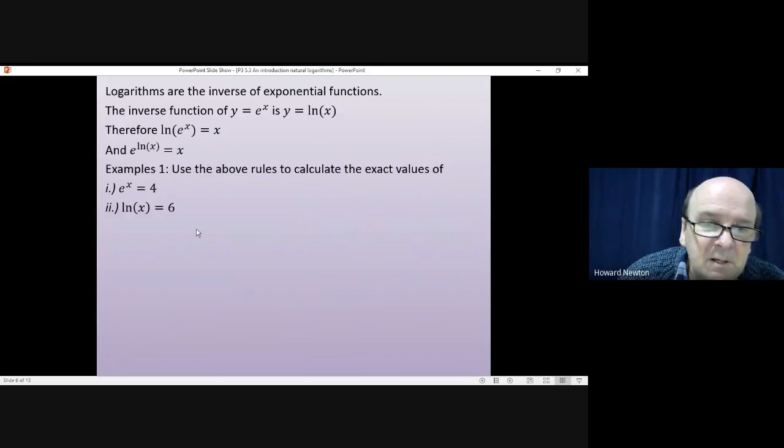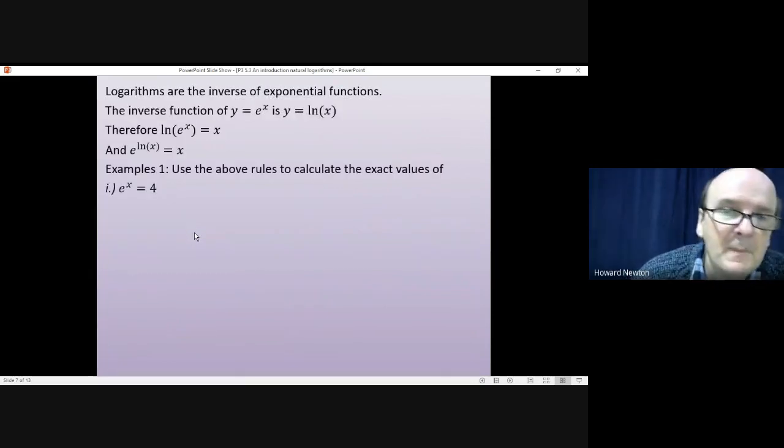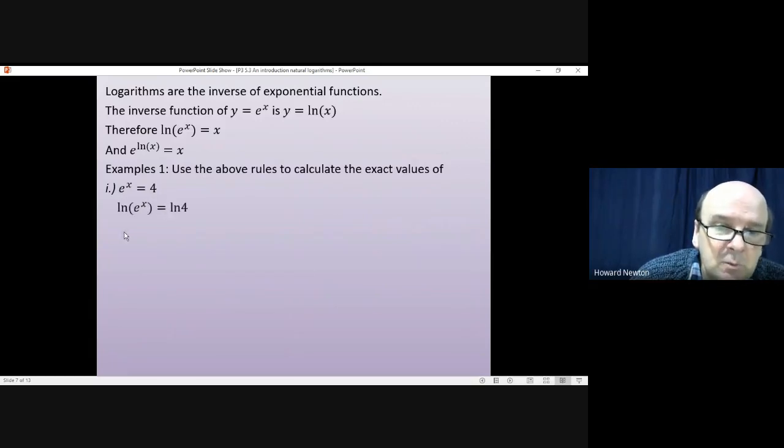Okay, let's have a look at these. So the first question, e to the x equals 4. As we were saying, the way we solve these is by using the inverse function. So we'll take the log of both sides, the log of the left-hand side and the log of the right-hand side. The log of the left-hand side will equal the log of e to the power of x, and the log of the right-hand side is the log of 4. So we've done the same thing to both sides of the equation.